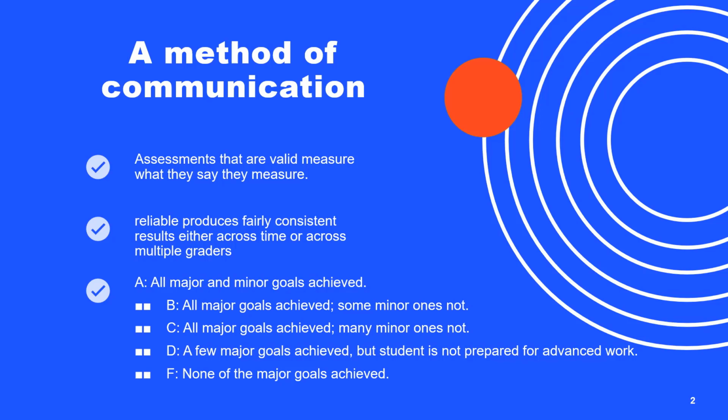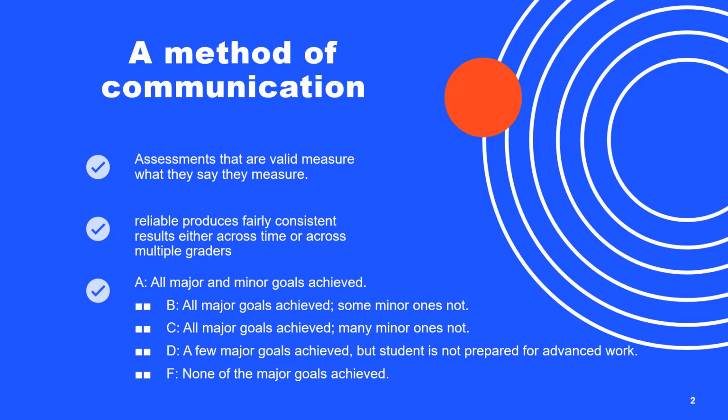When a student receives a C, it says that all major goals have been achieved, but many minor ones were not achieved. Again, how are we going to make sure that any one student will have an opportunity to make up for those minor goals that ultimately become major goals as they progress through the course?